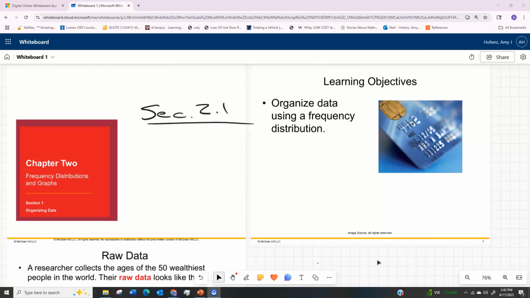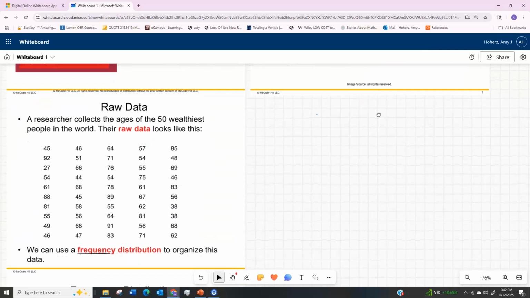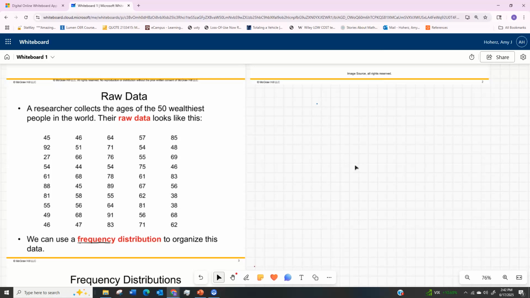So the first thing that we're going to do is talk about what is raw data. This is data that is just collected by the researcher. Oftentimes it's not even organized, it's just listed out as they gathered it. So in this case, we have the raw data for the 50 wealthiest people in the world's ages. And we're going to use what's known as a frequency distribution to organize the data. So this is our main goal for Section 2.1, to learn how to do this frequency distribution.